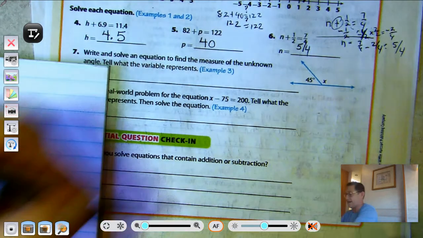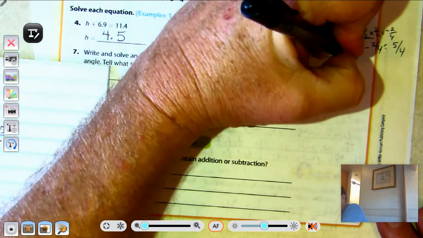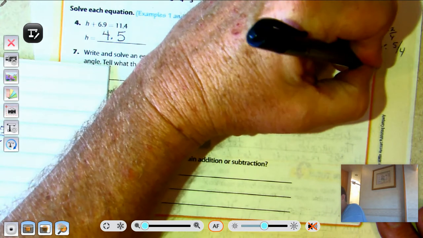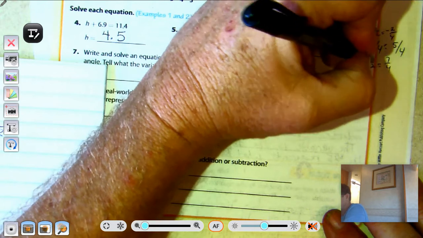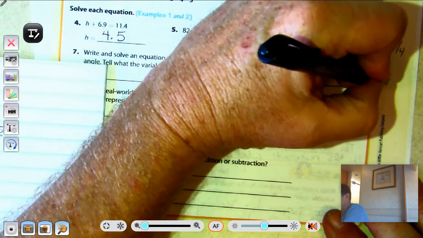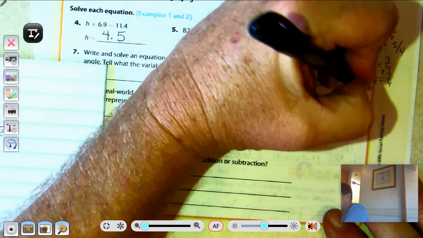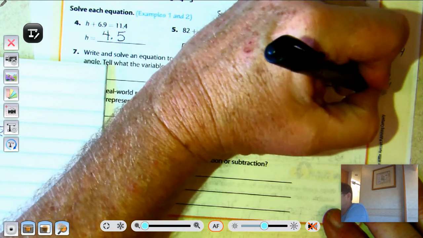Okay, we can check our answer. 5/4 plus 1/2, does that equal 7/4? 5/4, 1/2 is the same as 2/4. And 5/4 plus 2/4 is 7/4.